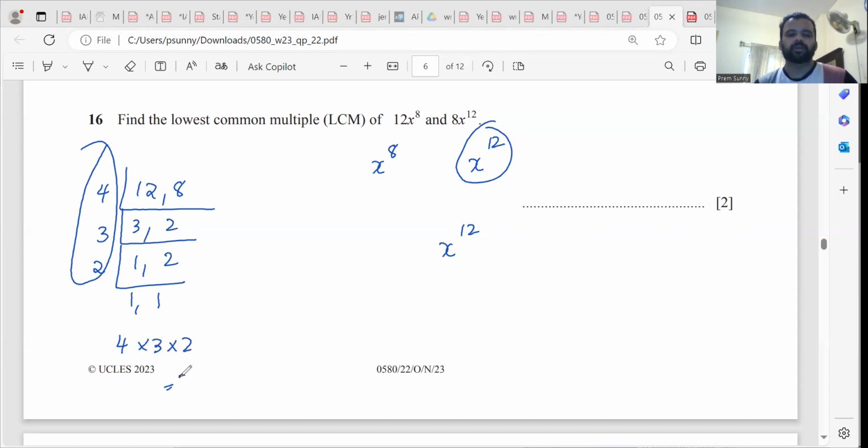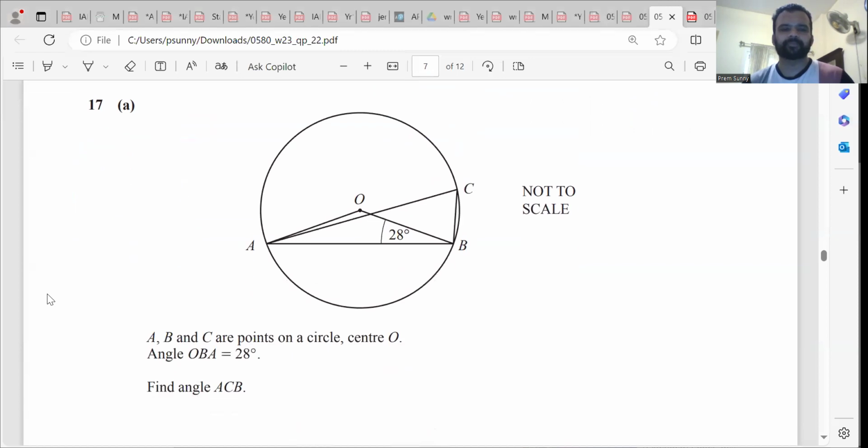4 times 3 is 12, 12 times 2 is 24. So 24x to the power of 12. First you consider the variables. Consider the variable with the highest power: x to the power of 8 and x to the power of 12, so x to the power of 12. And then for 12 and 8, you find the normal LCM by the grid method, you will get the answer as 24. So 24x to the power of 12 will be our final answer for question number 16.